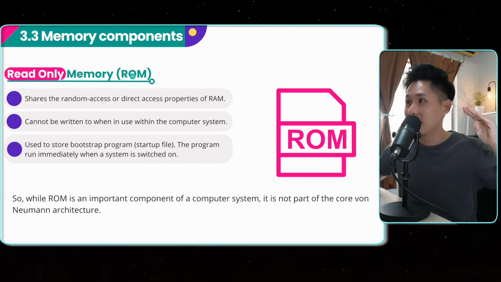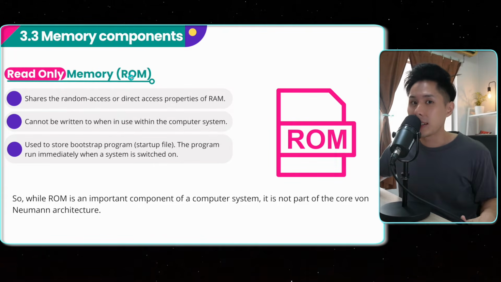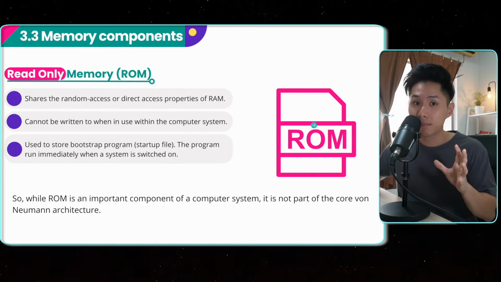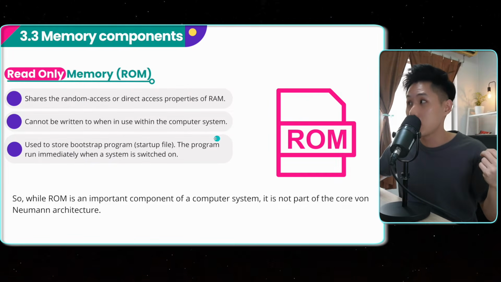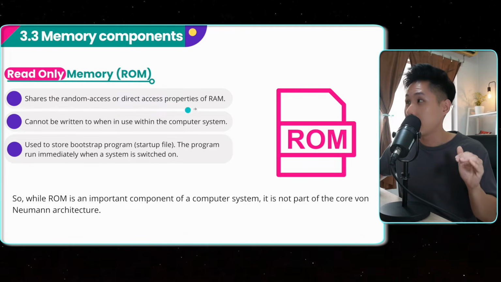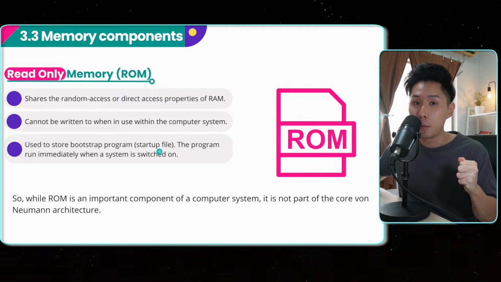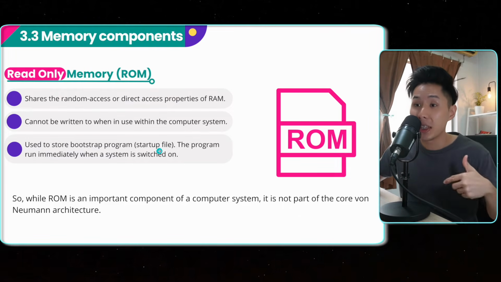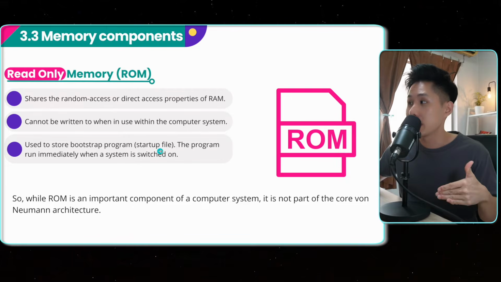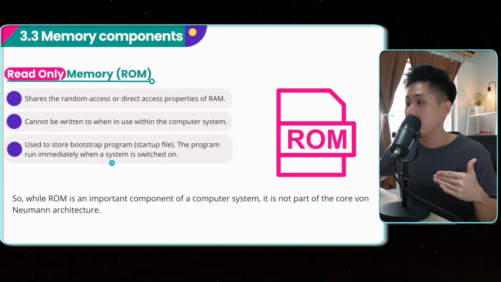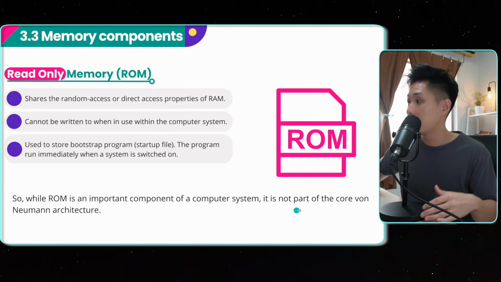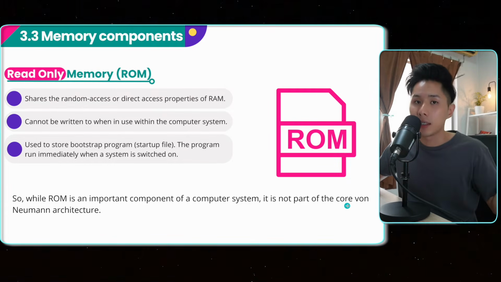It's only one character difference. It stands for read-only memory. As implied by the name, you cannot write data into the ROM. You can only read it from the data storage. It shares the random access or direct access properties of RAM. It is used to store the bootstrap program, the startup file, which means that it contains the program that your computer needs when starting up the operating system and all the application software. And the program runs immediately when the system is switched on. So while ROM is an important component of a computer system, it's not part of the core von Neumann architecture.